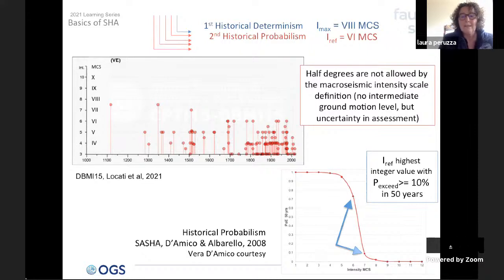intensity is assessed. If we move to the historical probabilism, well, Vera D'Amico prepared me another curve, and what you have in the curve is the probability of exceeding in 50 years the various levels of intensity that are plotted along the x-axis. And we may refer to this curve to say, for example, that the 10% probability in 50 years is exceeded if we have at least an intensity 6.